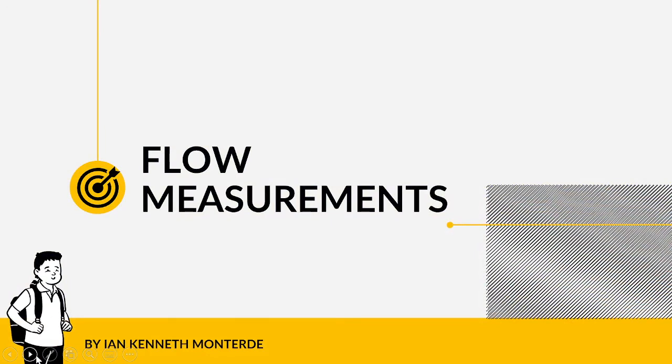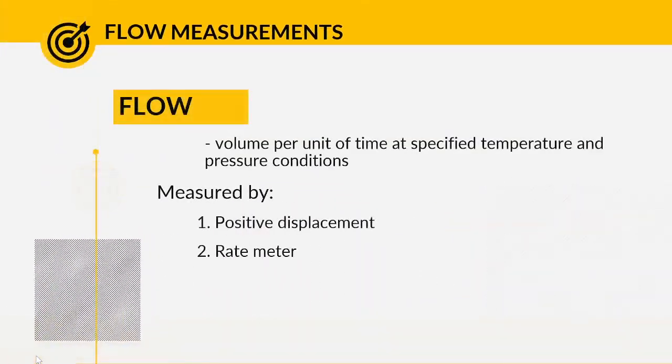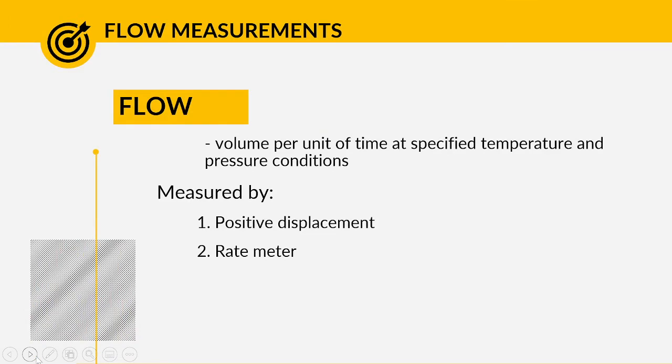The next topic is about flow measurements. There are some devices here that are familiar to us since we encountered them during our momentum transfer course. Now, let's have a run through of the devices that measure the flow. But before that, what is flow? Flow is the volume per unit of time at specified temperature and pressure. So by definition, it is the volumetric flow rate. However, there are also other types of flow such as molar flow rate and mass flow rate.